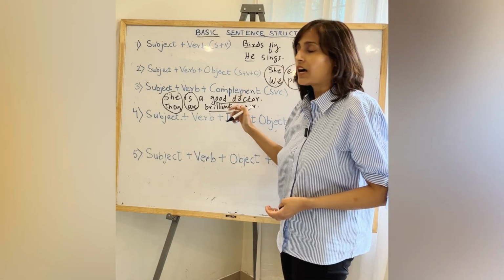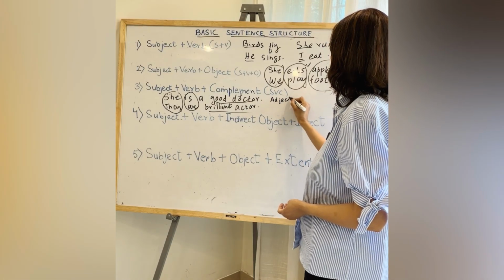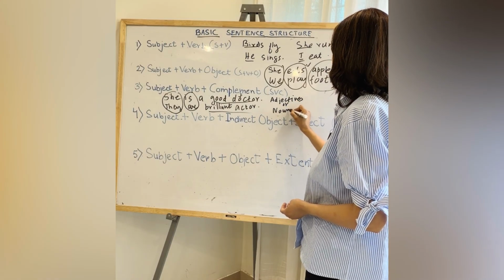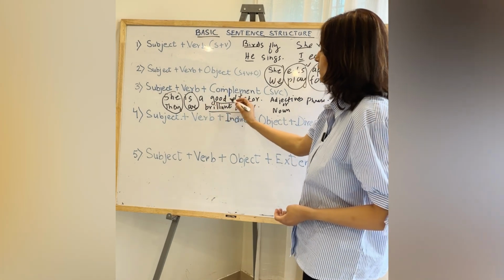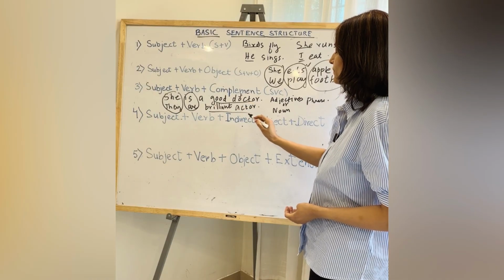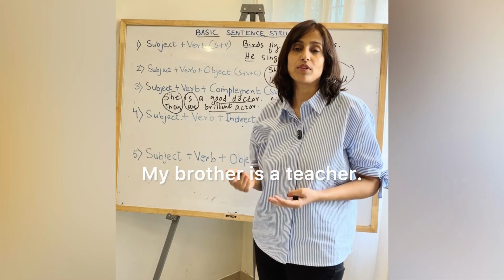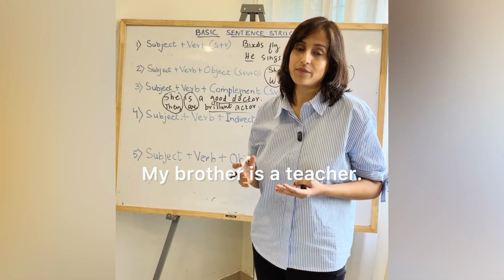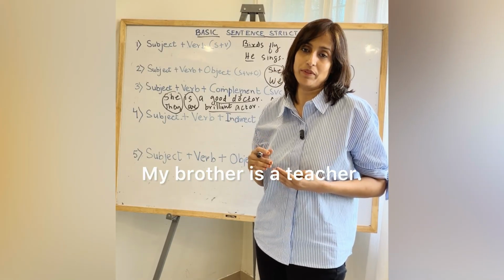These complements are usually adjective or noun phrases. Here, both of these are adjectives. Good doctor, brilliant actors. Let's take one more example. If I say my brother is a teacher, in this sentence, my brother is the subject, is the verb, and teacher is the noun complement in the sentence.